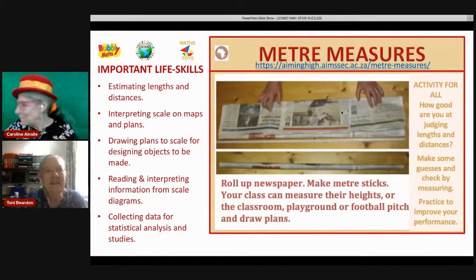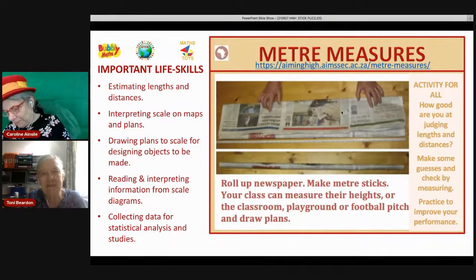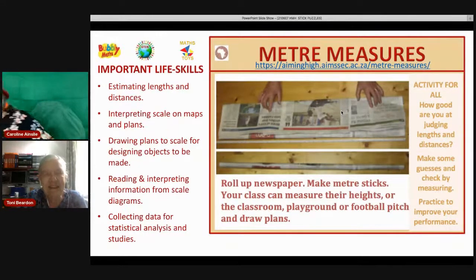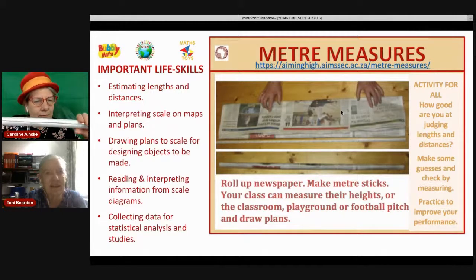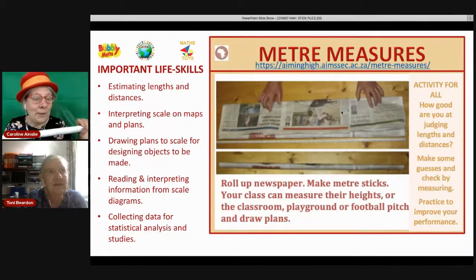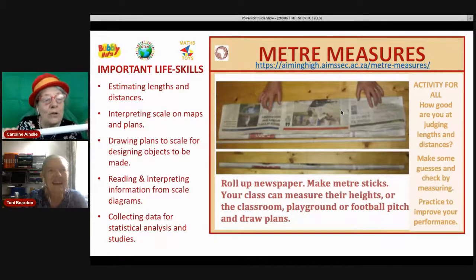Okay, so one of the things I talked about in that video was making a meter stick. And, well, Caroline is going to show you, but yes, she's got one there. And she's used white paper, but you perhaps don't have newspaper. I'm not going to go out and buy a newspaper, especially. You can see in the photo, you use whatever paper you had.